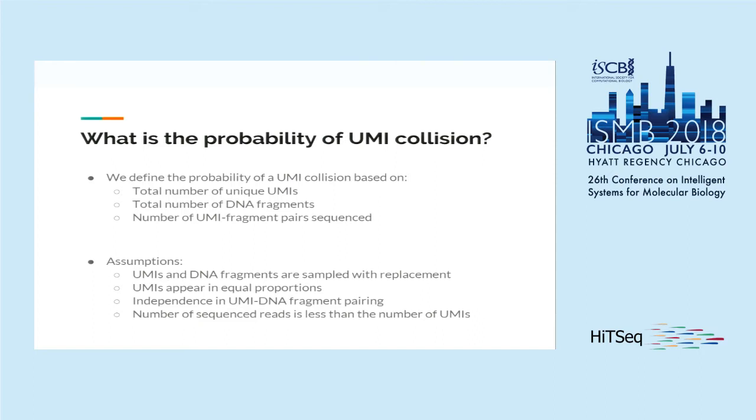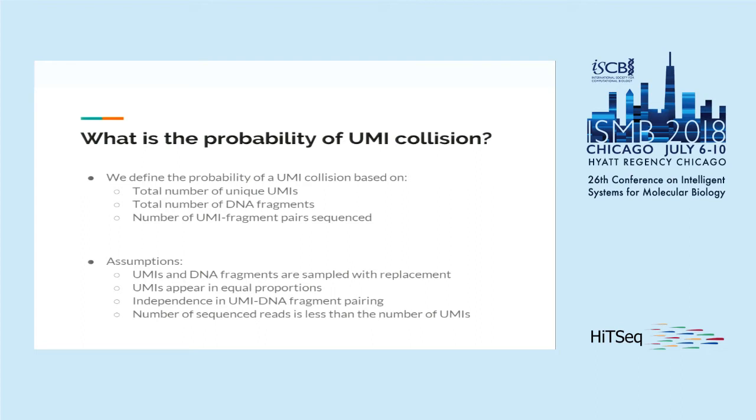And in this study, to make things a little simpler for us, we have four assumptions. First of all, that the UMIs and the DNA fragments are sampled with replacement, basically saying that if we use up one UMI, there's still enough of the UMI so that the probability of choosing it the next time is the same. Second, the UMIs appear in equal proportions. This comes from our trust in the synthesis process, that whoever synthesized our UMIs is hopefully going to create an even distribution of UMIs, and we're not going to have an overabundance of one or two of them. Third is independence in UMI DNA fragment pairing, basically saying that each individual fragment will pair with a UMI with equal probability. And then finally, that the number of sequenced reads is less than the number of UMIs.